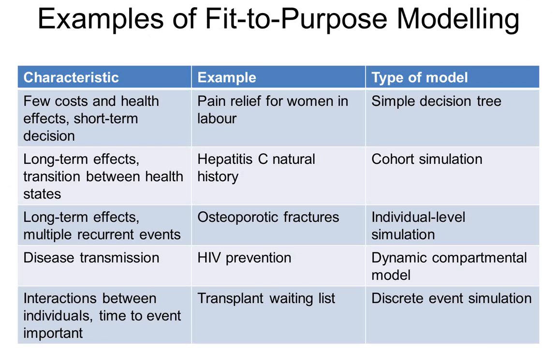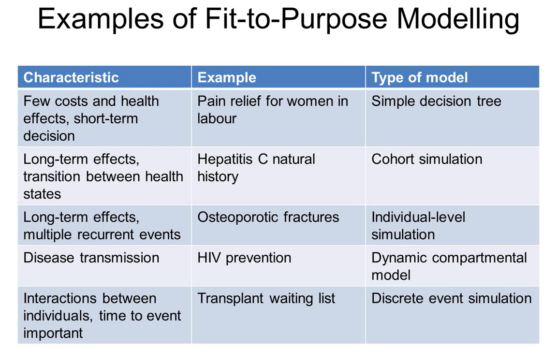But we might also have a condition where there are long-term effects and people have multiple different health states and they keep transitioning between those health states. So if we were looking at hepatitis C, for example, we might want to model different stages of liver disease, including cirrhosis. We might want to model liver transplantation for people who develop hepatocellular carcinoma. We might want to model cure from hepatitis C for people who get treated. And so we really want to think about long-term health effects. And in that situation, we would ideally think about how to simulate an entire cohort of people.